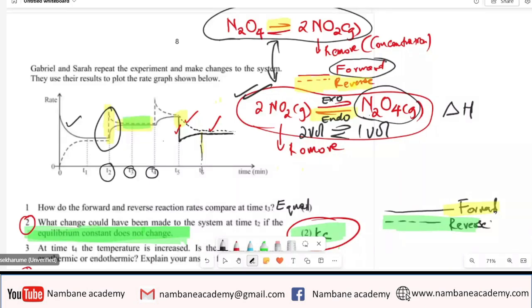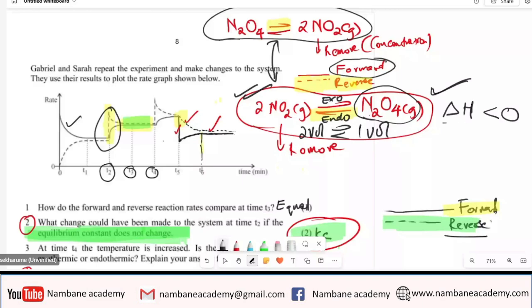The reverse reaction is favored. I want to see if I can do this. The reverse reaction is favored if I'm using this reaction. So now the forward reaction is exo. I'm increasing the temperature, I'm going to favor the reverse reaction. So the delta H, according to my equation, will be less than 0.